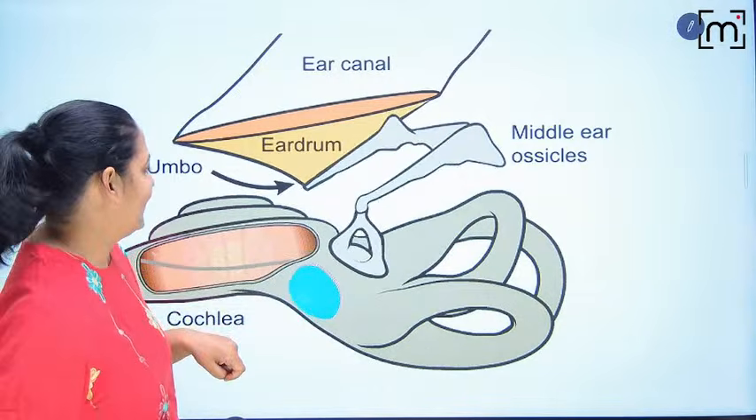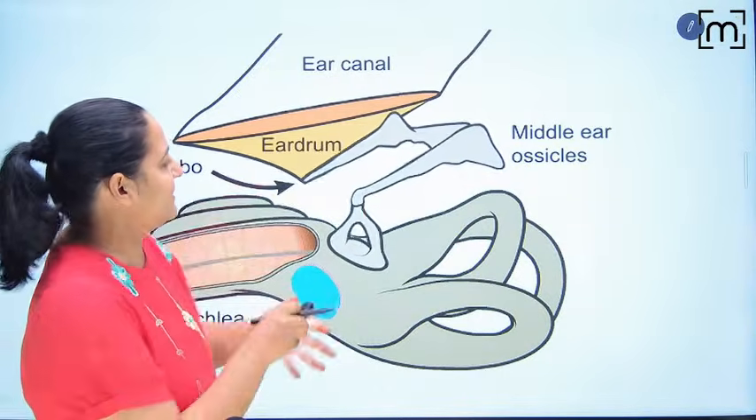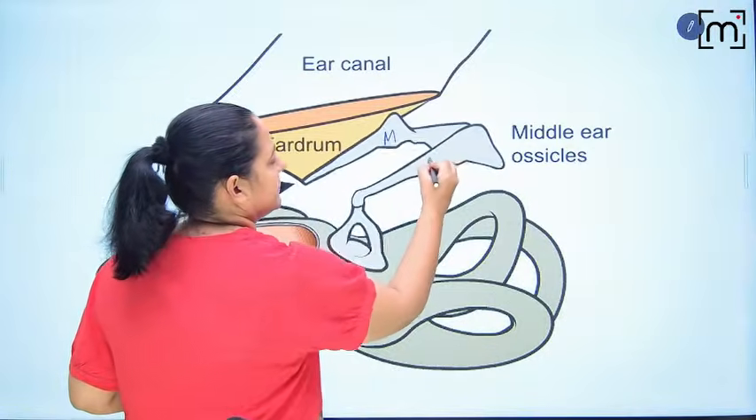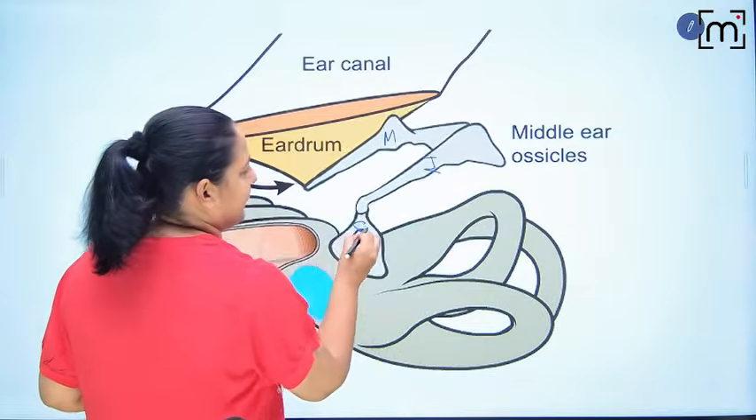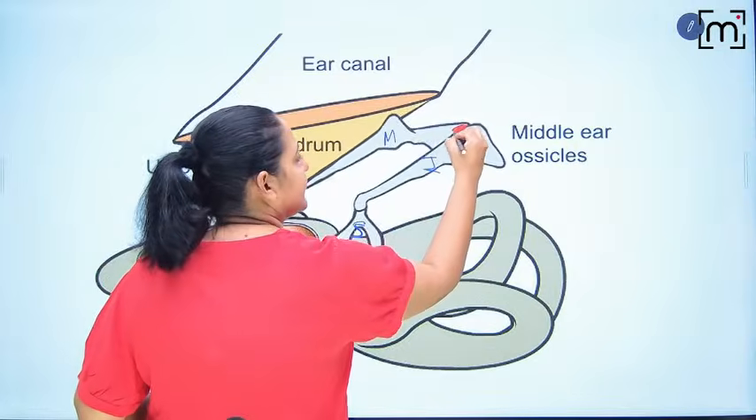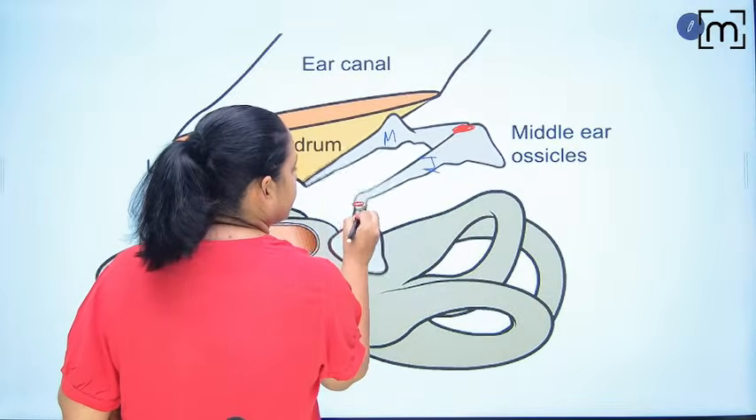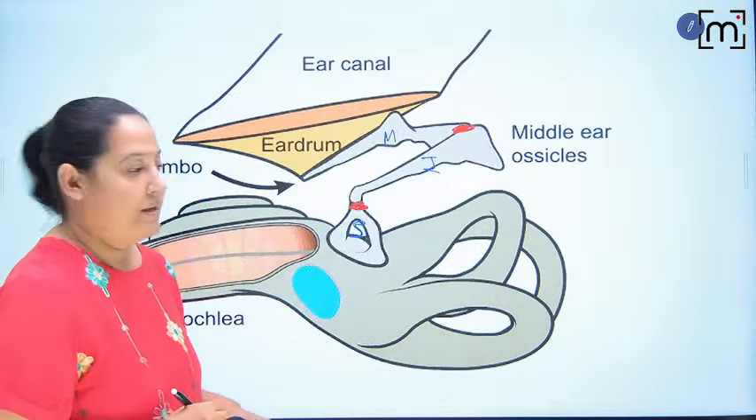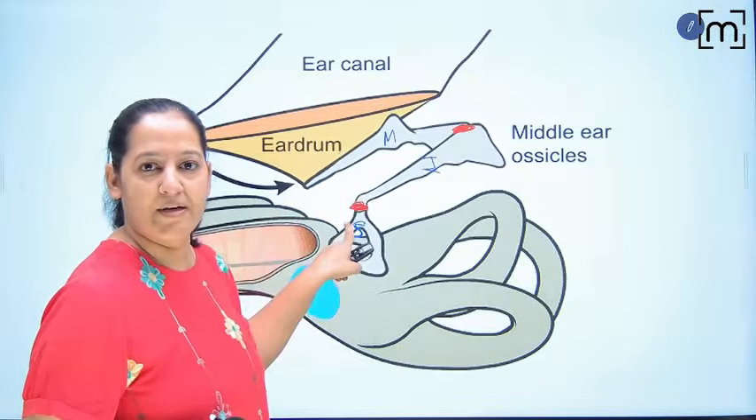This is Malleus. Okay, this is Incus and this is Stapes. I want you to focus on this joint. This is the saddle type. And I want you to focus on this joint, the ball and socket type. So this is saddle type. This is ball and socket type.